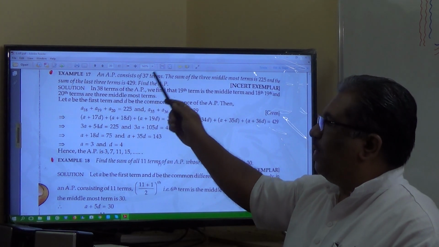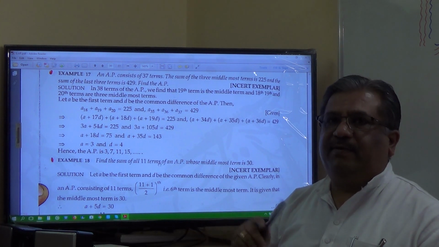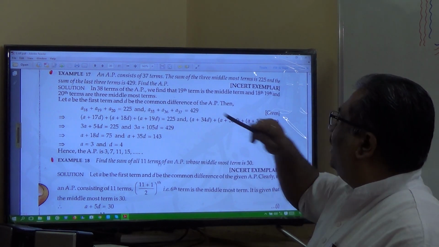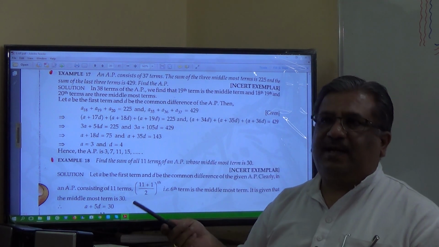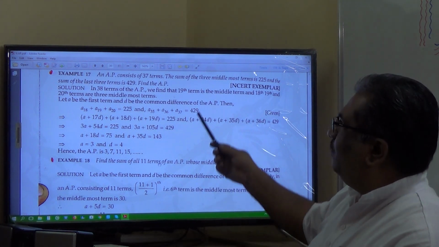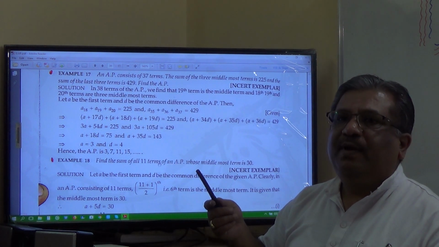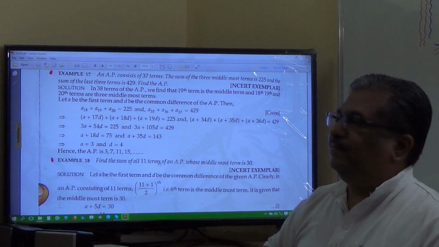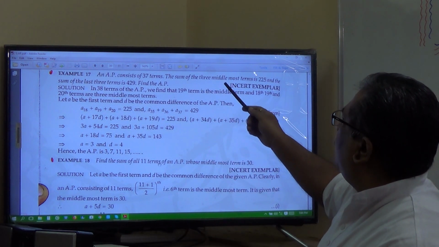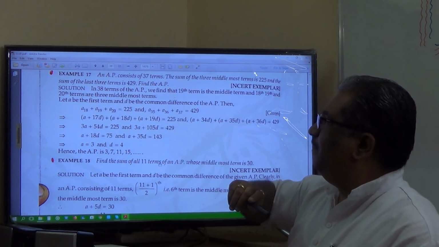37 terms. I have already taught you how to find the middle term based on the number of terms being even or odd. So 37 terms are there. Let us find the middle term, and then the middlemost terms. The 3 middlemost terms will be one below and one above the middle term, and the sum of 3 middlemost terms is 225. The sum of last 3 terms is 429.